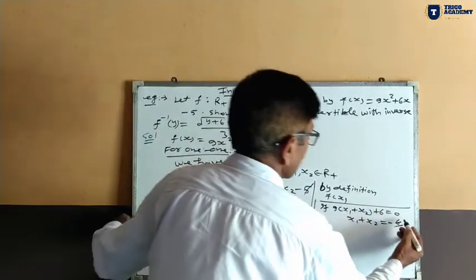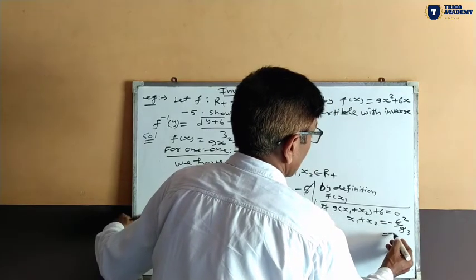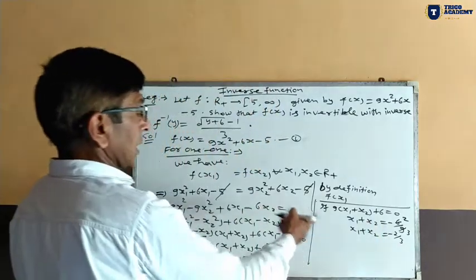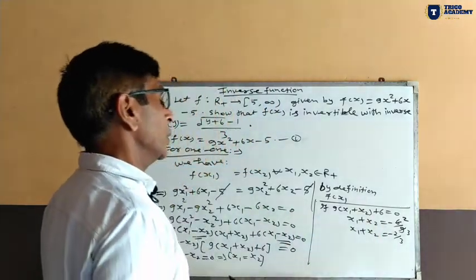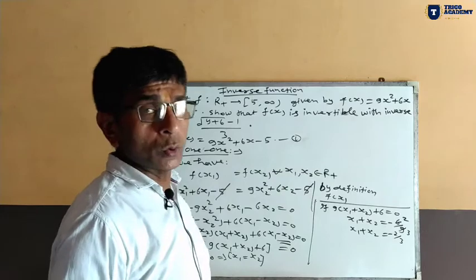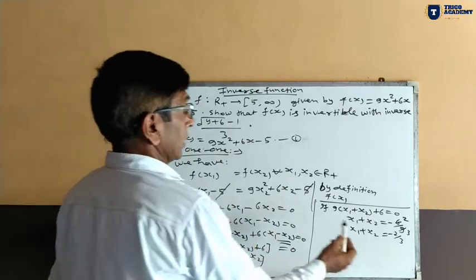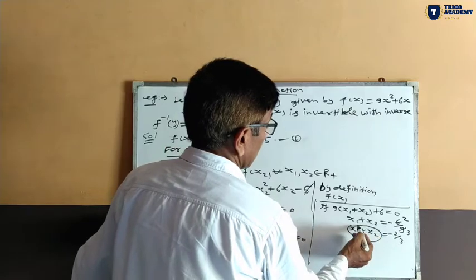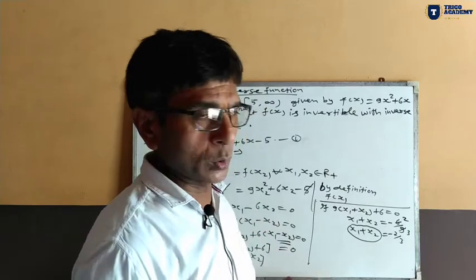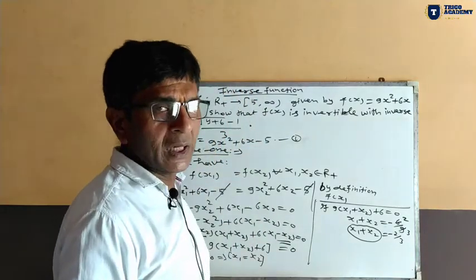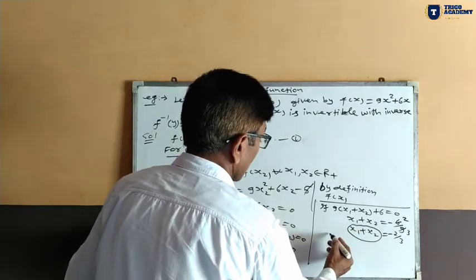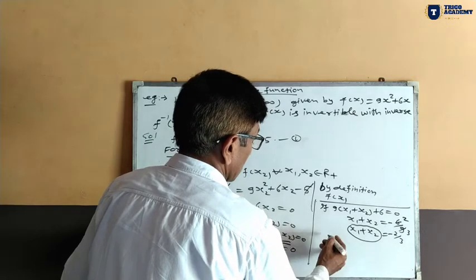After simplifying these, we get x1 plus x2 equal to minus 2 upon 3. But here x1 and x2 are two positive real numbers, and on adding, x1 plus x2 will not be equal to minus 2 upon 3. x1 x2 positive numbers हैं, ऐड करने के बाद नेगेटिव नहीं हो सकते. It means it is not possible.